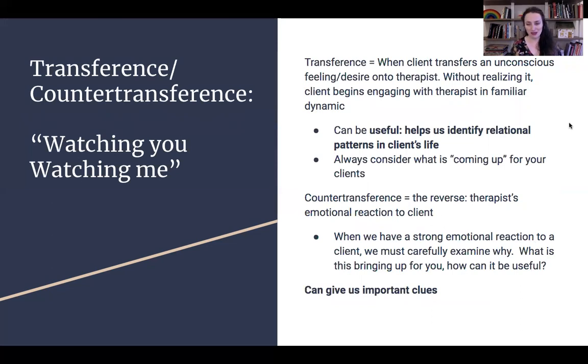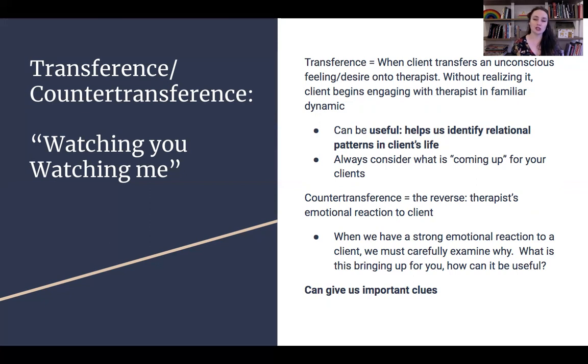Transference. Another thing that really requires, we could have a whole 8-quarter program just on transference. So transference, we'll talk a lot about this in class, but transference is when a client transfers an unconscious feeling or desire onto the therapist. And without realizing it, the client begins engaging with the therapist in a familiar dynamic. So this can be useful. It helps us identify relational patterns in the client's life. It can tell us things about the client that they are not telling us or can't tell us about themselves. So we always want to consider what's coming up for our clients.